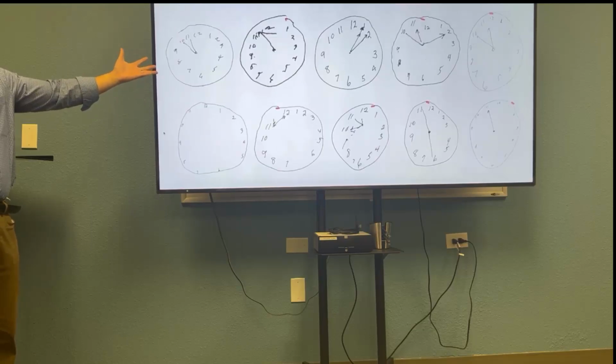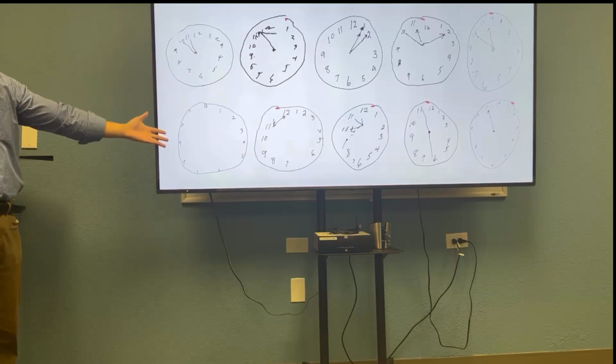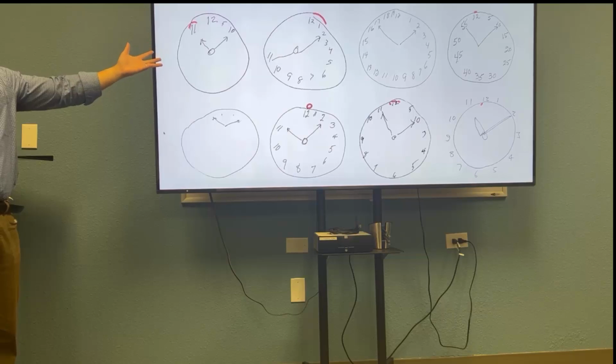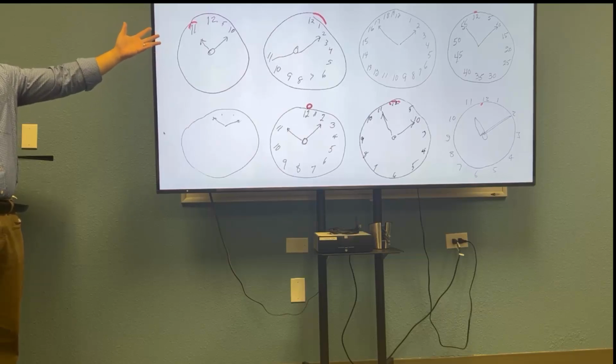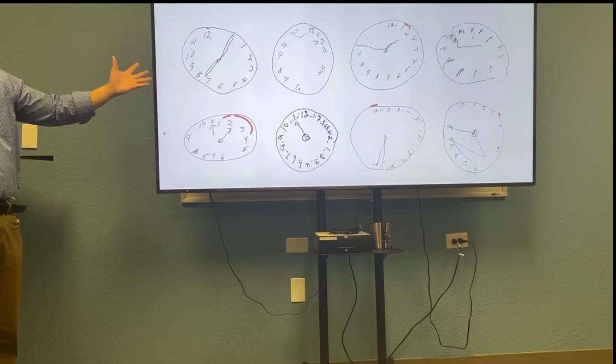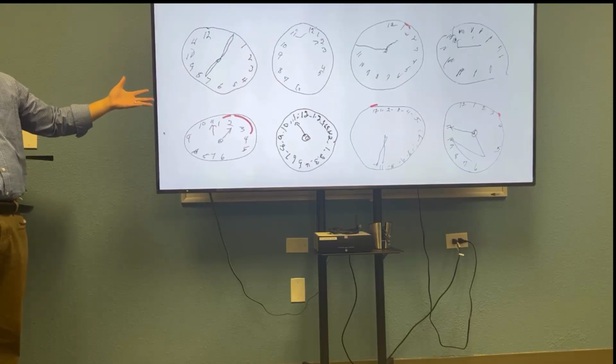So these are clocks that have just hands incorrectly placed, as you can see. This one doesn't even have hands. And then these are clocks with numbers incorrectly placed: numbers missing, numbers repeated, numbers in the wrong place. And then these are examples of both hands and numbers being incorrectly placed.